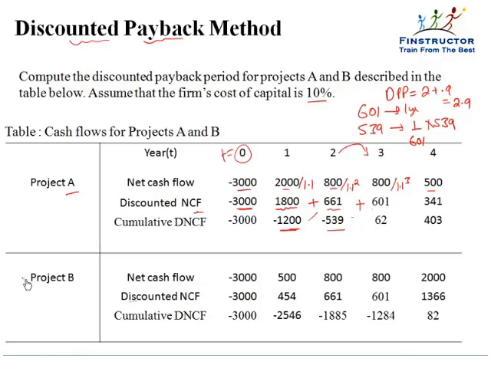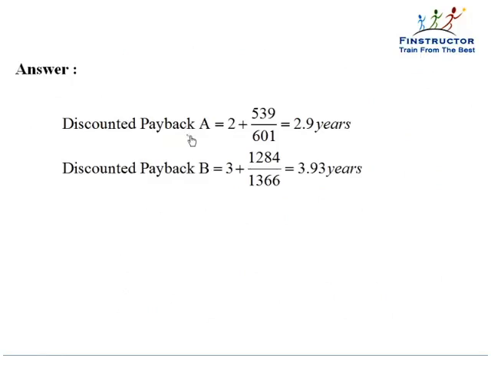Again, please do the calculation for project B and verify the answers. So for project A, it comes out to be 2.9 years. And for project B, it comes out to be 3.93 years, as you can calculate.